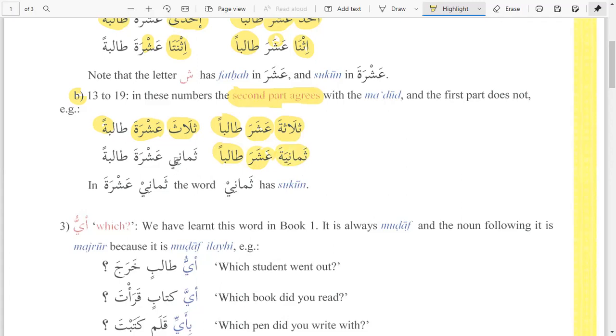So samani ashara taliban. In samani ashrata, the word samani has a fatha on the ya. We will read it samani.